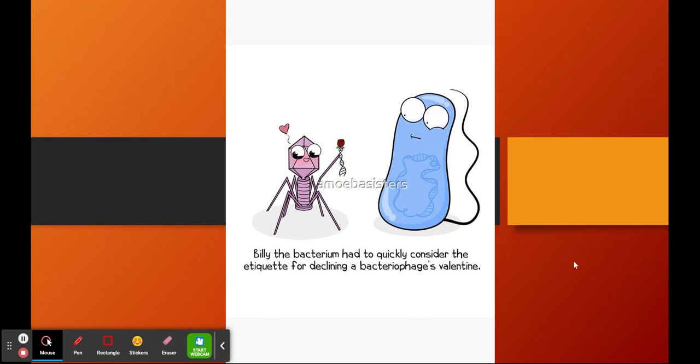Okay, so here's my meme from Valentine's Day. I want to make sure you guys didn't miss out on it. Billy the bacterium had to quickly consider the etiquette for declining a bacteriophage's Valentine. This should make sense now, because we all know bacteriophages are viruses, and they like to infect bacteria cells. So no, the bacteria would not like the bacteriophage's rose DNA.